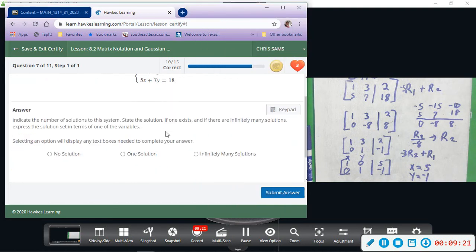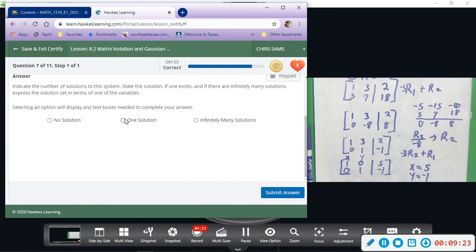So we want to say that there is one solution, and the X value was 5, the Y value was -1.